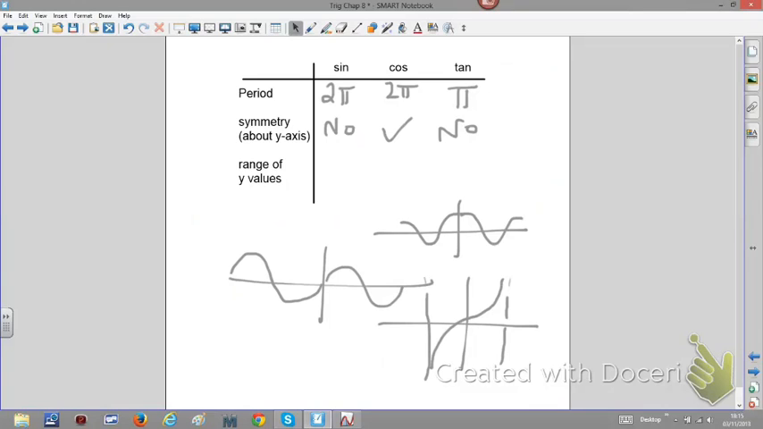Now what about the range of values of y? Now the highest point for sine is 1, and the lowest point for sine is -1, so it goes between 1 and -1. And cos is exactly the same, so from 1 to -1. Tan, on the other hand, goes up to positive infinity, and it goes down to negative infinity. So this is all the real numbers for the range of values of y.